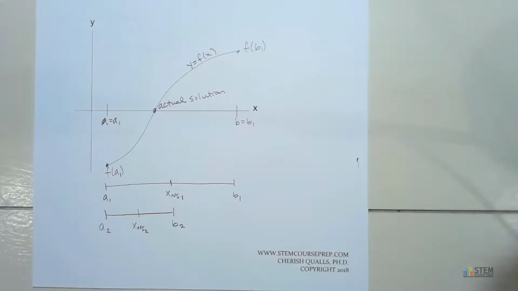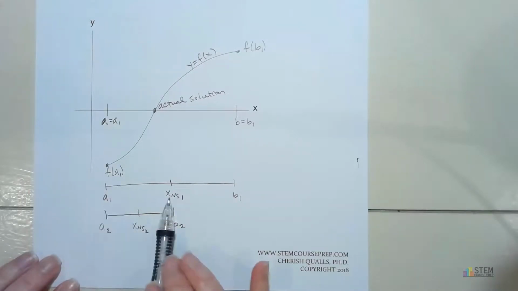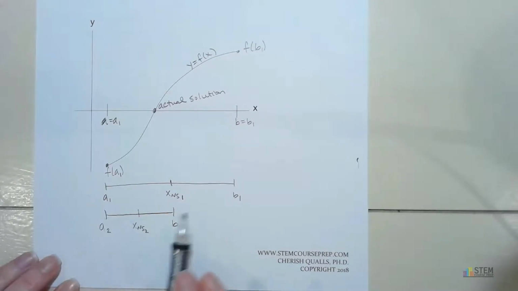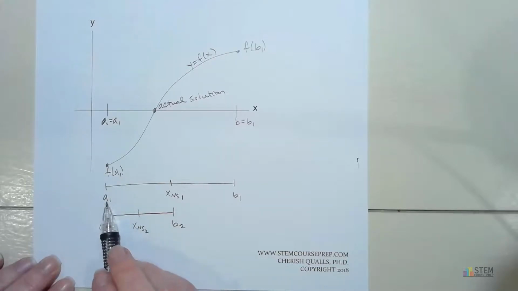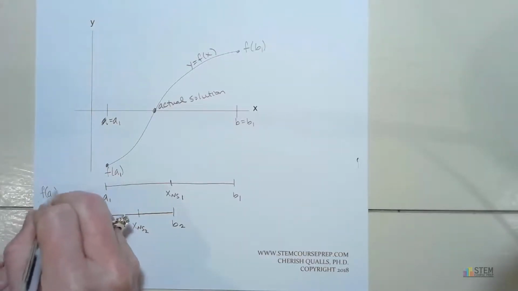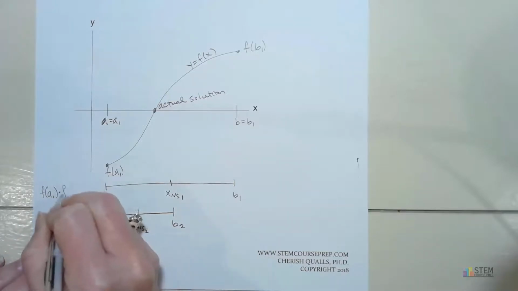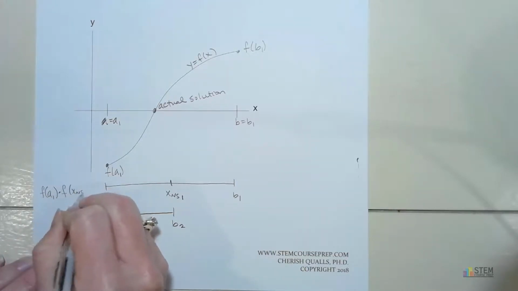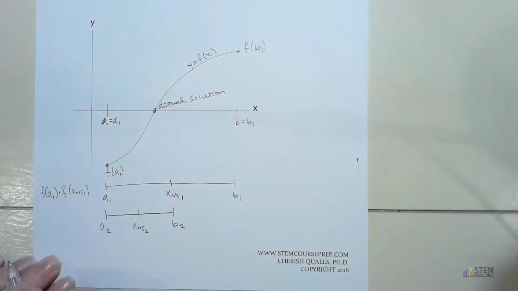Now you might be wondering how I knew to go to the left and use this left-hand side from A1 over to X and S. So why did I use this side instead of over here? Let's talk about that. You're going to use these values that we had above in this first bracket, and we're going to multiply f of A1 times f of X in S1 together and see if they are positive.